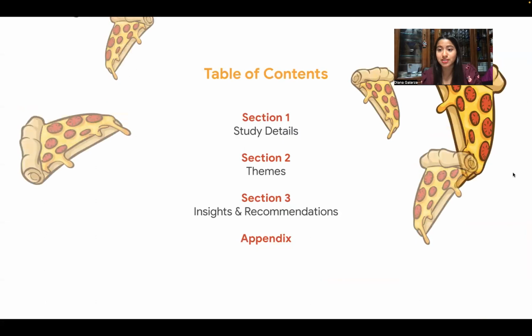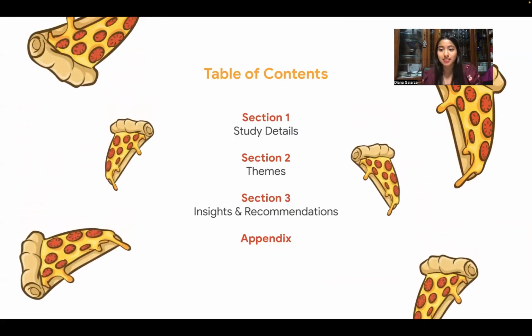Our presentation is divided into 3 sections: the study details section, the themes, insights and recommendations, and the optional appendix. If you would like to see further details about each of our participants, it will include the actual video of them going through our low fidelity prototype, notes that we took as researchers when we were conducting the study, and it also includes demographic information.